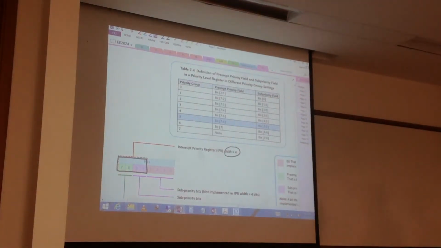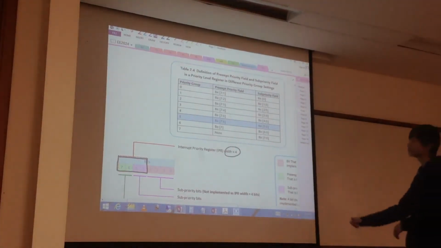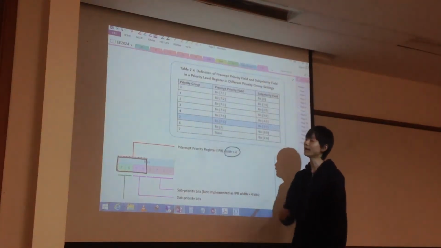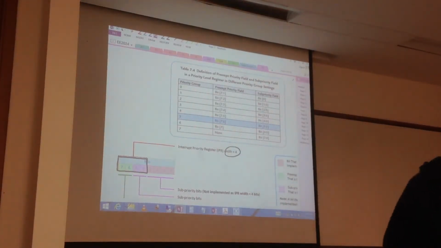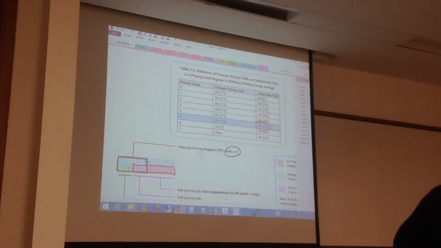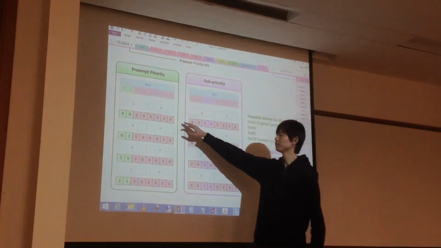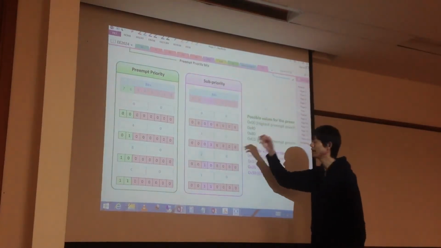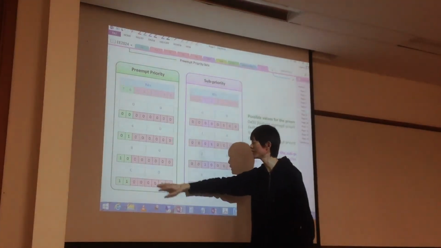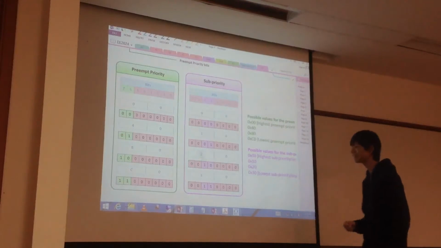Right. Let's assume I'm choosing the priority group number 5. So if I choose priority group number 5, bit 5 to 0 is sub-priority, bit 7 to 6 is preamp. What are the possibilities here? Sub-priority, these are the possibilities. Preamp, these are the possibilities.